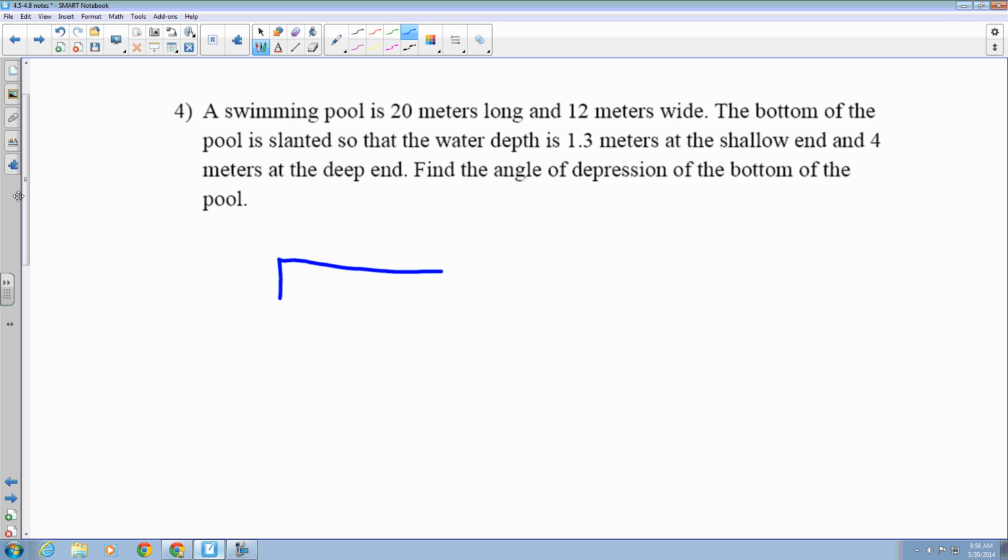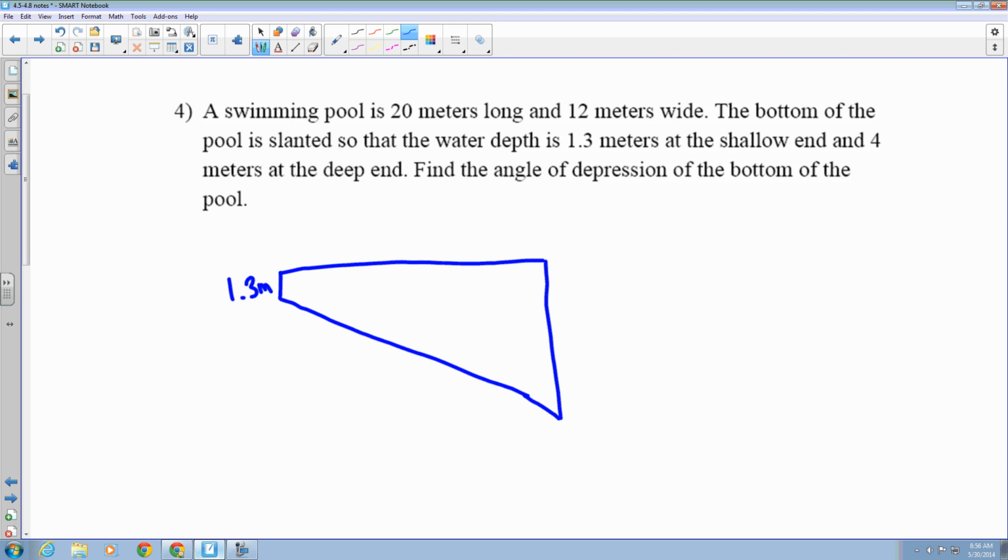Alright, so here's, whoa, that looks crazy. Let's fix it. Approximately. So this is 1.3 meters all the way across, and then it ends up being 4 meters, this whole thing. And we know that it is 20 meters long.